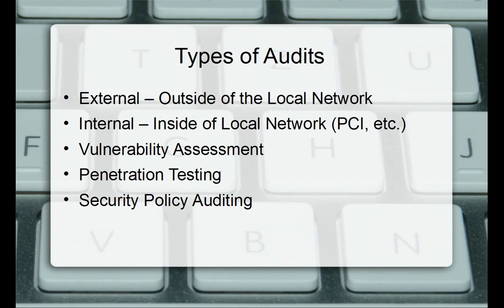So let's move forward. So the types of audits, we know there's an external, outside of the local area network audit. That's a WAN-to-WAN audit. There's an internal audit, of course, that means inside of the local area network. Sometimes you would do this for PCI compliancy and stuff like that. Then, of course, vulnerability assessment, penetration testing, and security policy auditing. Well, today we're going to go over, like I said, the internal audit of it, just to get you guys familiar with some of the tools and how to use them, how to read results, and how to put the case together for your customer.